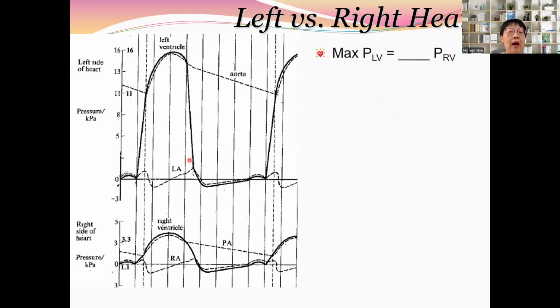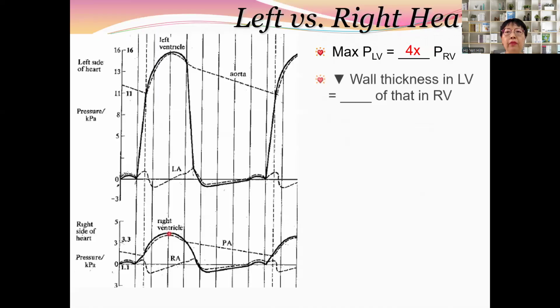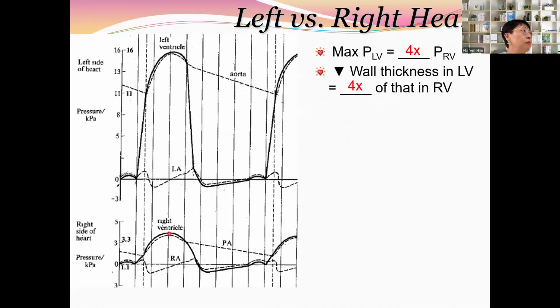Now I'm putting both the left side of the heart and the right side of the heart together to see. Maximum pressure in the left ventricle is 4 times the pressure in the right ventricle. So this one is a peak, 16 kilopascal. This is a peak, 4 kilopascal, because of the difference in the thickness of the cardiac muscle in the left and right ventricle. So the pressure depends on the muscle thickness.